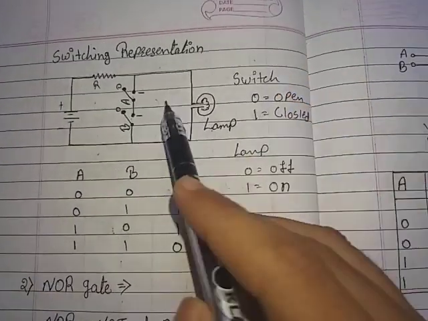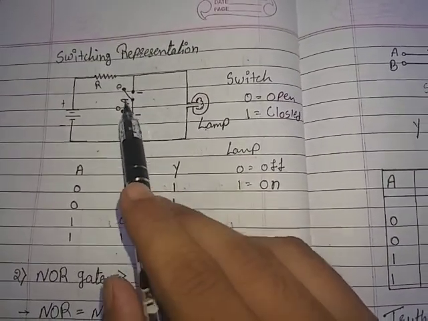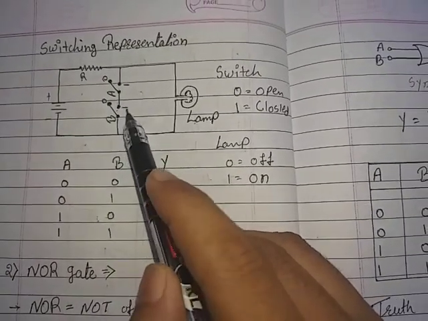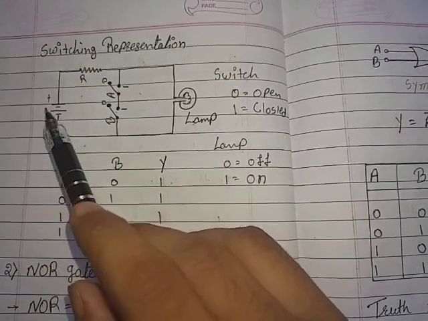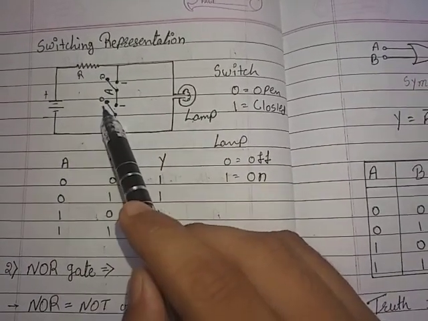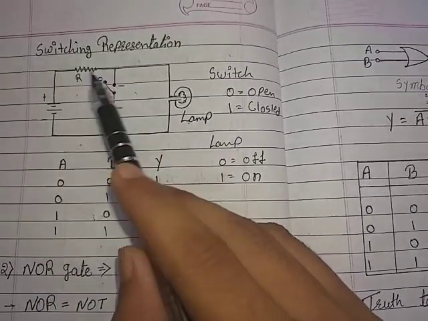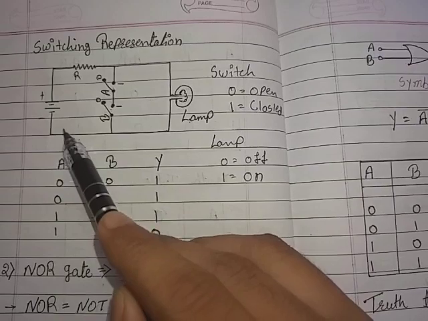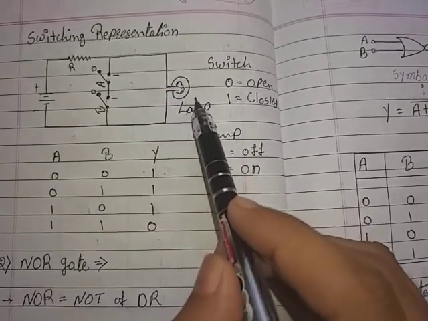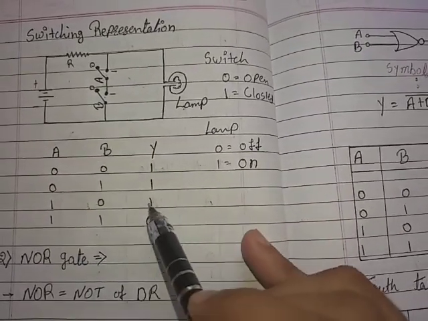Now let's see the switching representation. Here is the switching representation of NAND gate, where switches A and B will both be open when they are at 0 and closed at 1. Now, as we know, current has a property to follow the shortest path. So if A and B are both closed, that means both are at 1, the current will flow through this branch and it will not flow from here, and the lamp will not glow. So when A is 1 and B is 1, the output is 0.